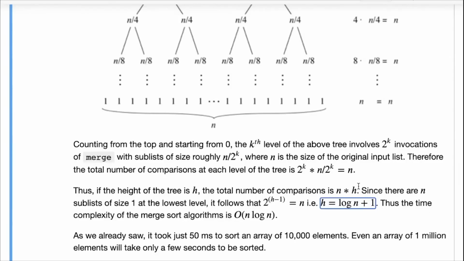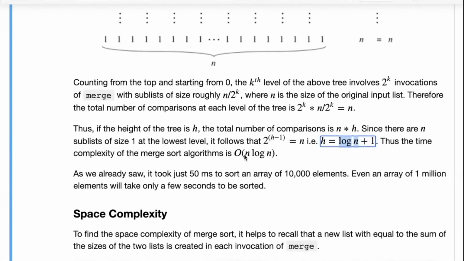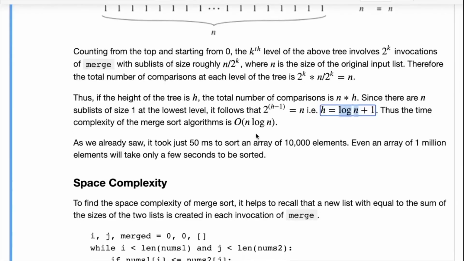Since we said that there are n times h comparisons and h is log n plus 1, it follows that the complexity of merge sort is n log n. And that's a big improvement from n square. It may not seem like much, but it is. n square for 10,000 is 10,000 times 10,000, but n log n for 10,000 is 10,000 times 12 or 13, log to the base 2. So that's about a few hundred times faster.